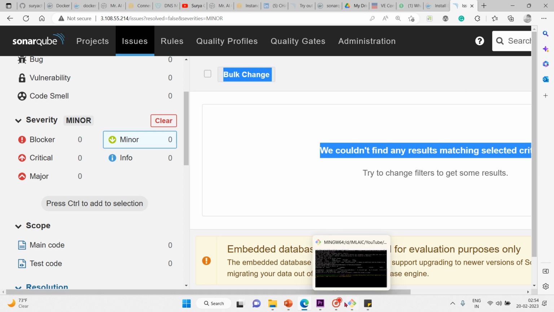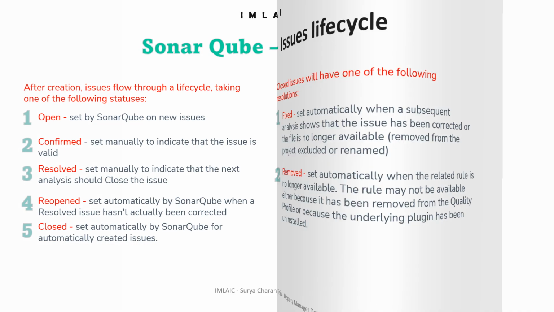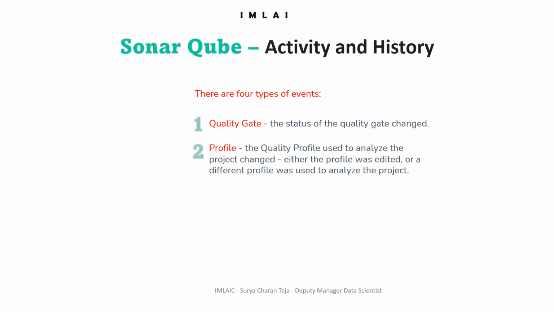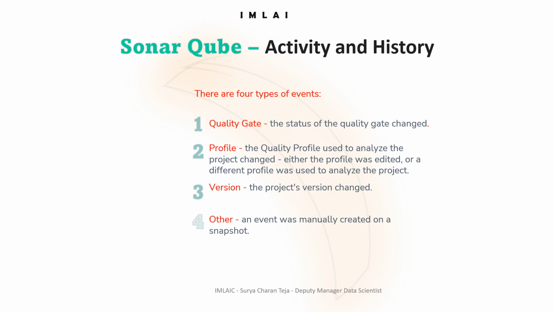So then we will look into the activity and history, where there are 4 types of events mainly. The first one is quality gate. It talks about the status of the quality gate changing. Then profile: the quality profile used to analyze the project changed. So either the profile was edited or a different profile was used to analyze the project. Then the version: the project's version changed, and then an event was manually created on a snapshot.